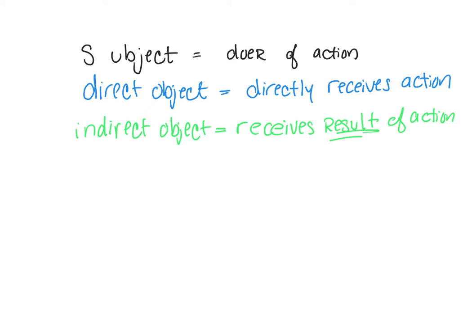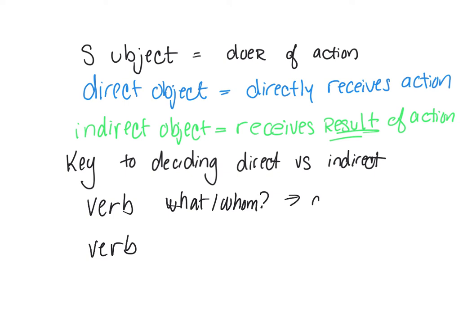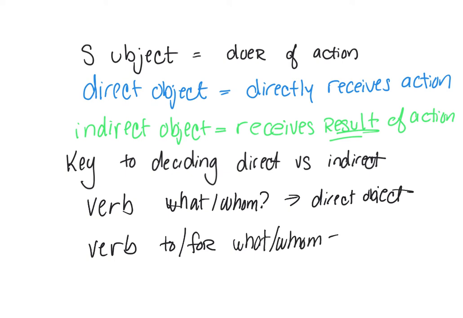Ahora, the key to deciding direct versus indirect is this. In both cases, we're going to take the verb, so that action, and we're going to ask a question using it. So if you ask verb what or whom, almost always what, that's going to give you the direct object. Okay? And if you ask verb and then you say a to or a for in front of that same what or whom, that's going to give you your indirect object.